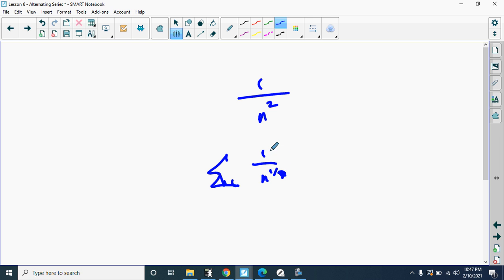If it's negative, it moves up to the top, so that changes it. But if this is a positive number, even if it's less than 1, if it alternates, it is still going to converge. It's going to meet those two criteria. So if it doesn't alternate, it diverges if p is less than 1. But as long as p is positive, the alternating part will converge.